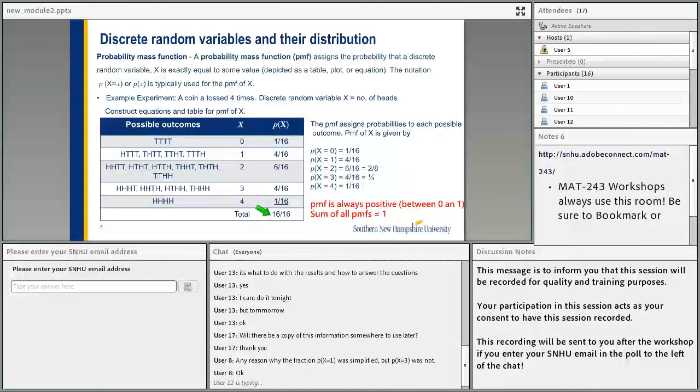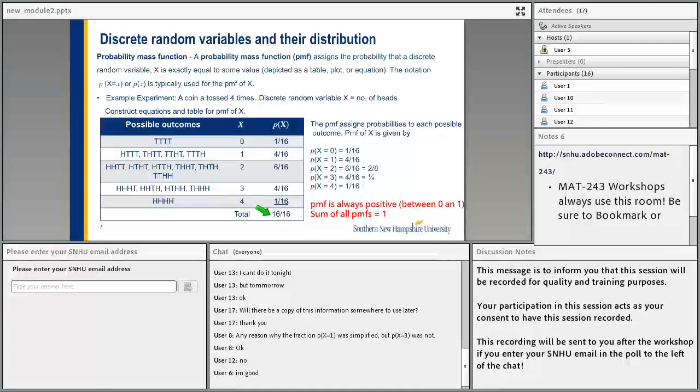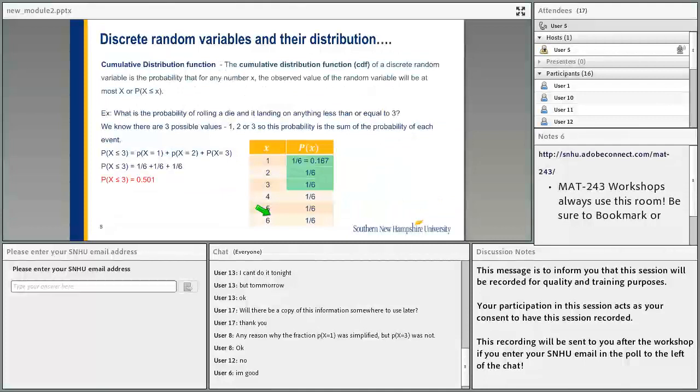Does anybody have any questions before I move on to the cumulative distribution function? All right.